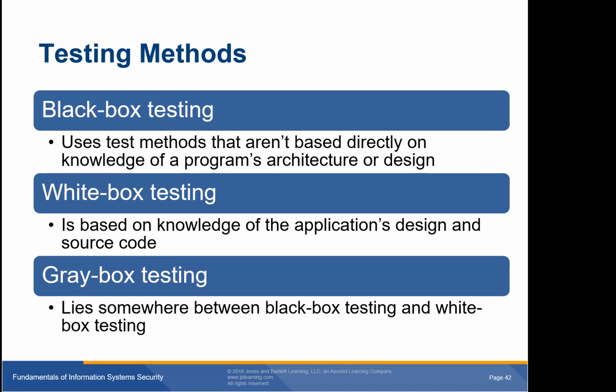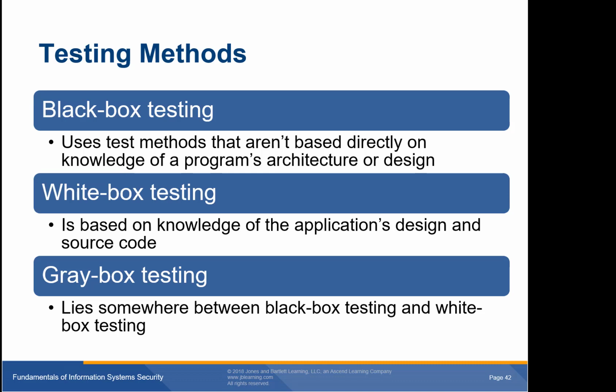First, you have black box testing. Black box testing uses test methods that aren't based directly on knowledge of a program's architecture or design. The term implies that either the tester does not have the source code or the details of the source code are not relevant to what is being tested. Put another way, black box testing focuses on the externally visible behavior of the software. For example, it may be based on requirements, protocol specifications, APIs, or even attempted attacks.